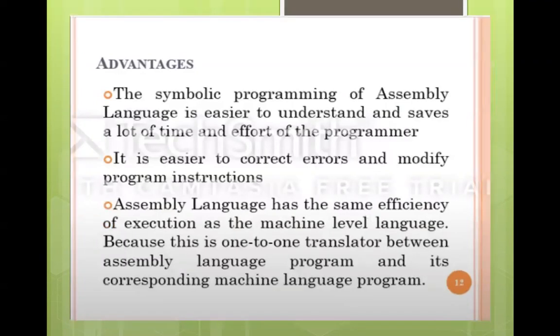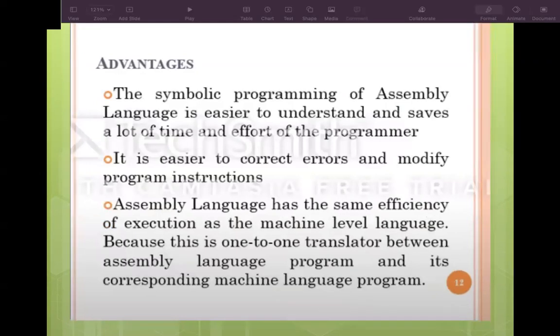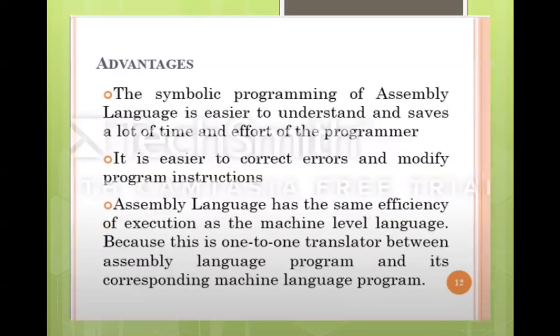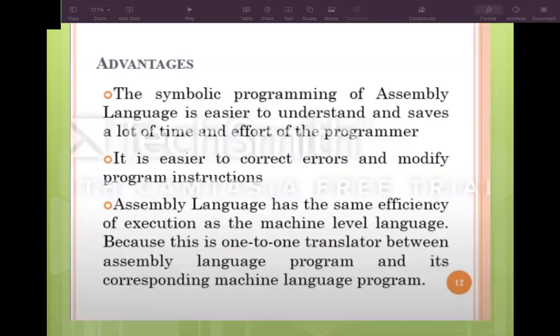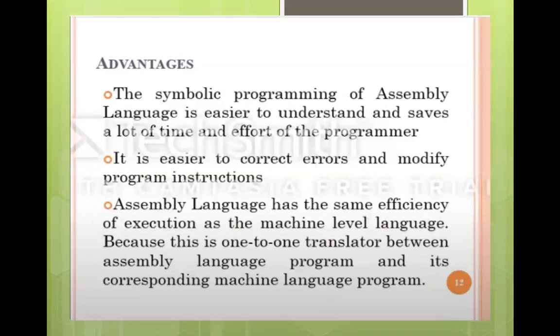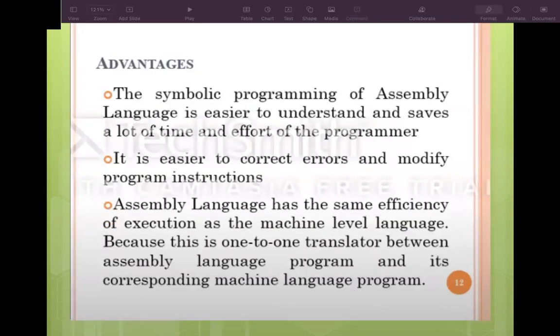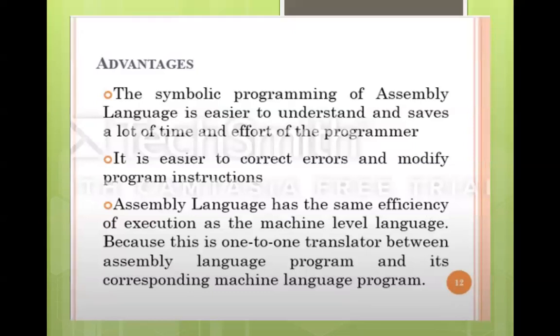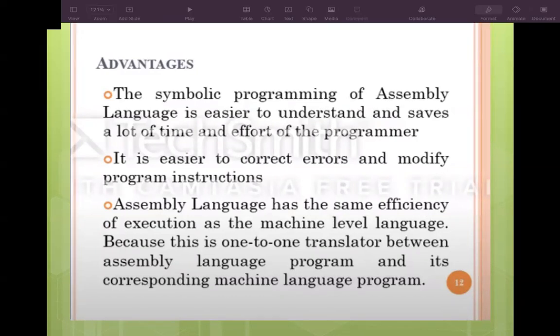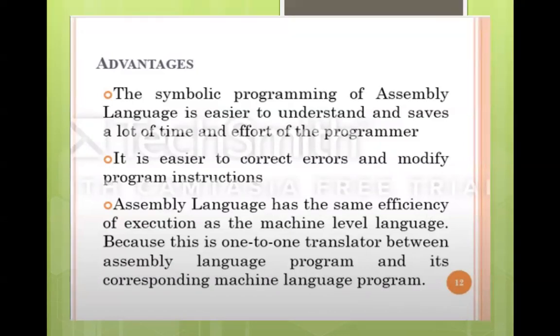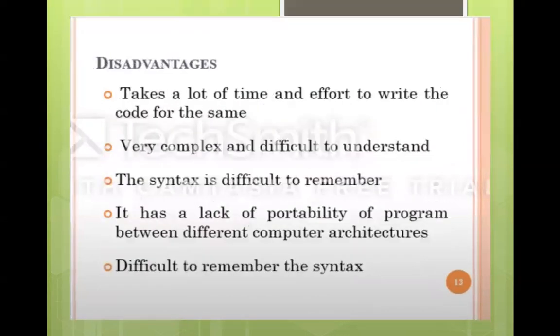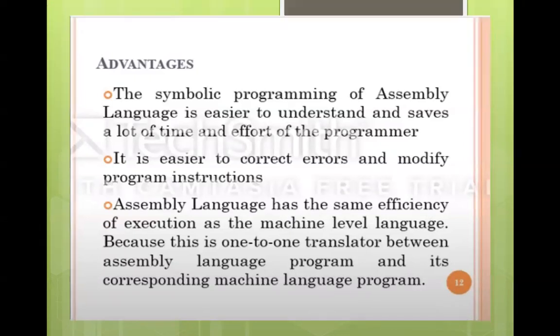There are more advantages to it. The symbolic programming of assembly language is easier to understand and saves a lot of time and effort for the programmer. It is easier to correct errors and modify program instructions. Assembly language has the same efficiency of execution as machine language, because there is a one-to-one translation between an assembly language program and its corresponding machine language program.